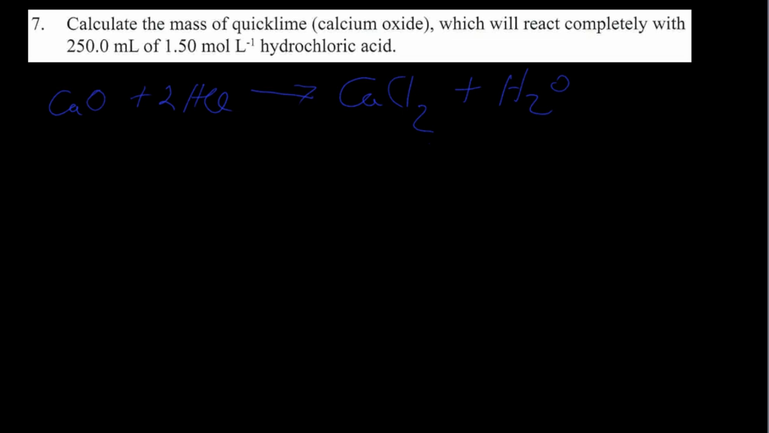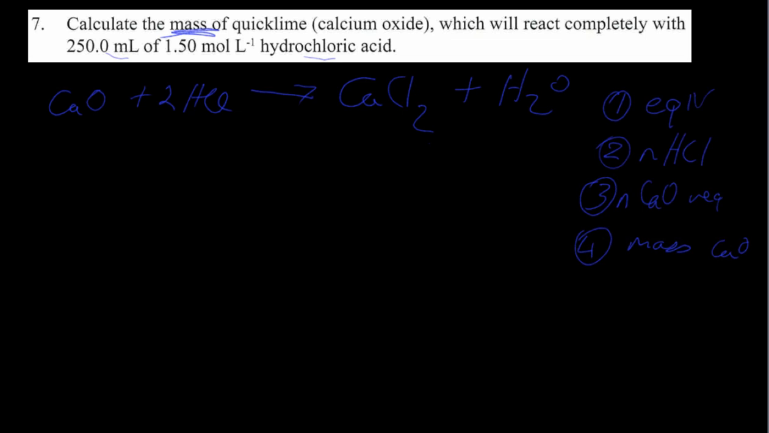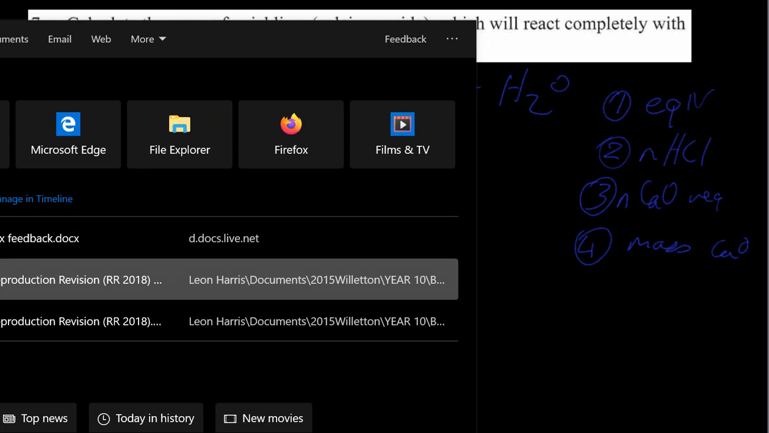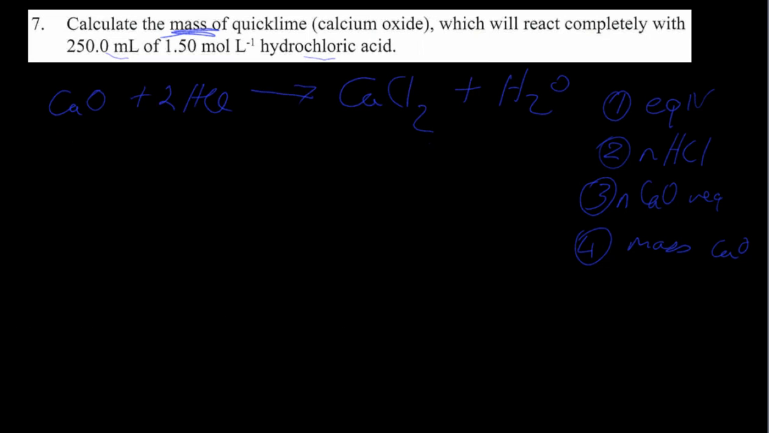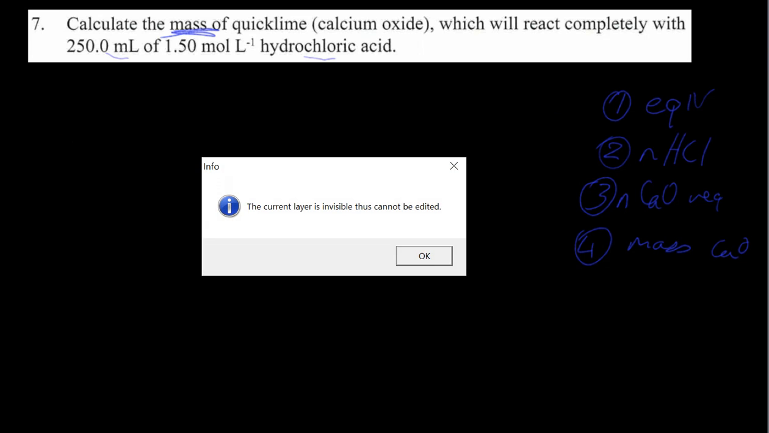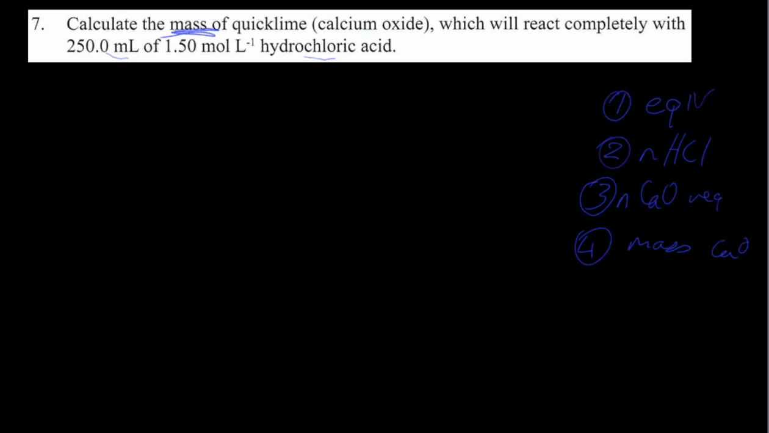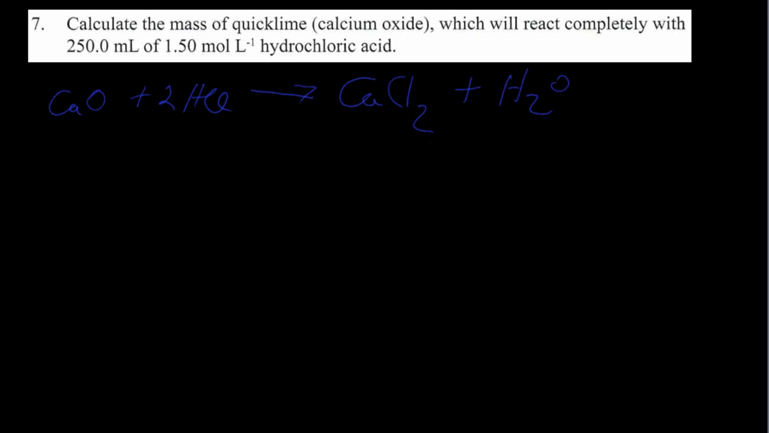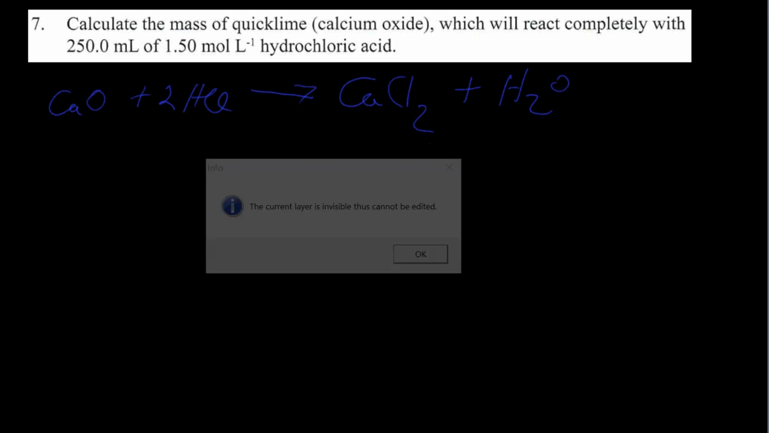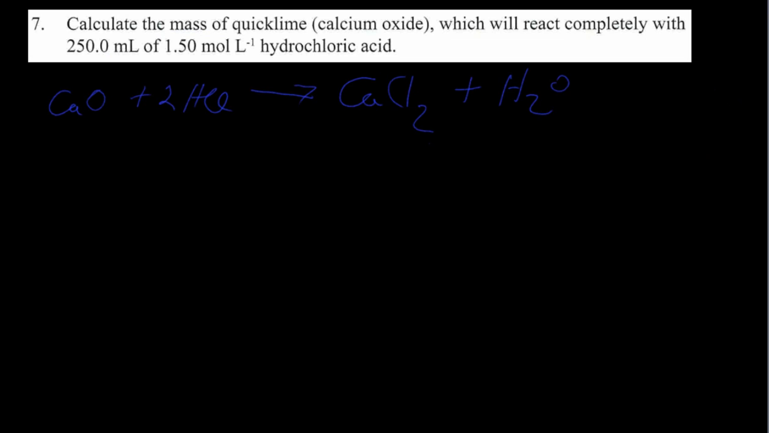And so if we go back to our strategy where we were before, we can see that we've done our equation. Lots of glitches today. Now we need to find out how many moles of hydrochloric acid there were. So let's have a look.